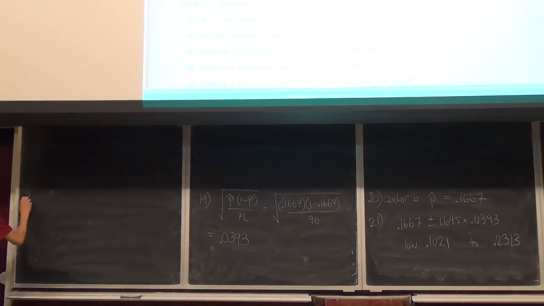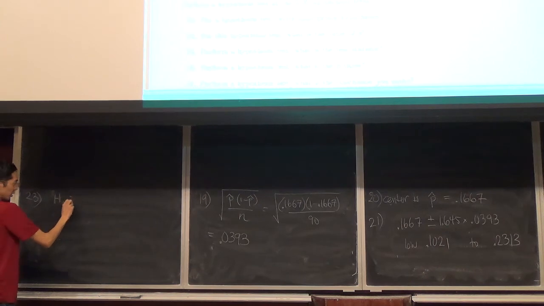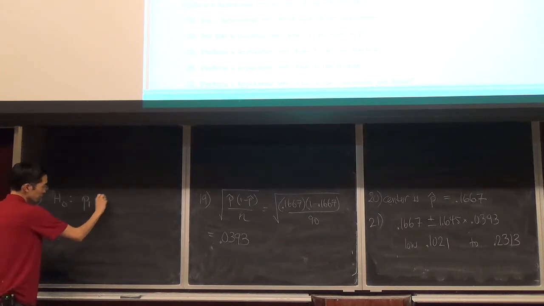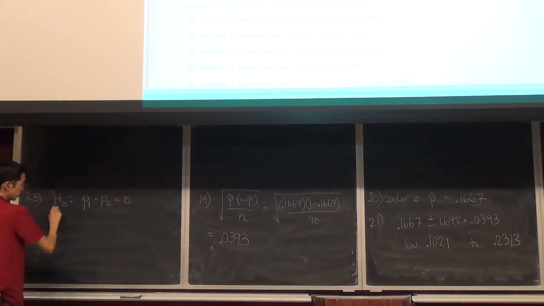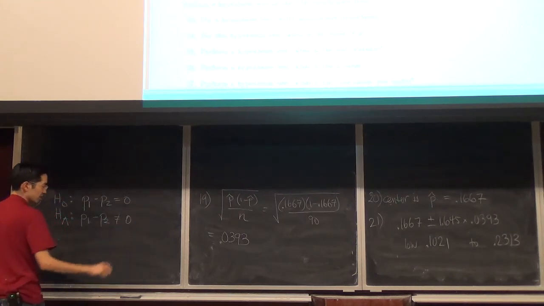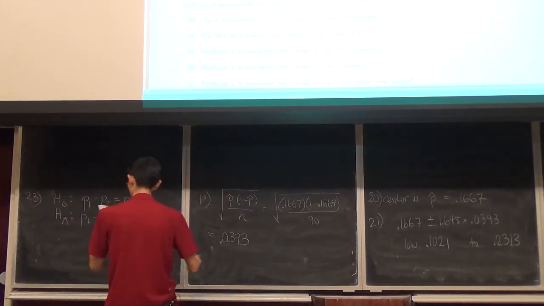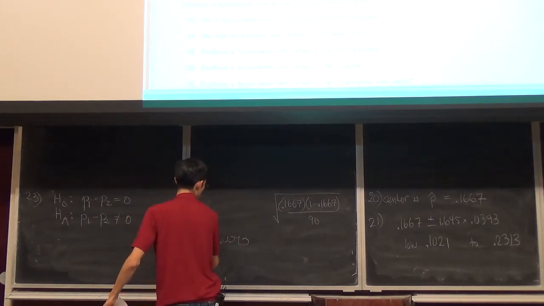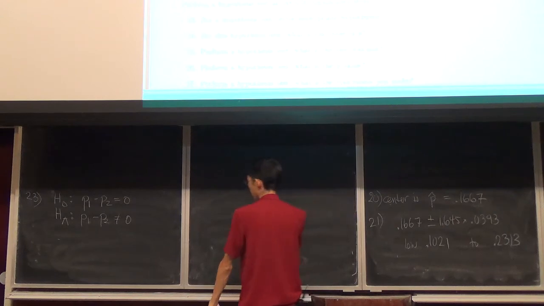What are the hypotheses? 23. Two samples, proportions. Our null hypothesis is going to be P1 minus P2 is equal to 0, and the alternative, P1 minus P2 not equal to 0, because the question says, do we have different proportions? So that's our alternative, not equal to 0.